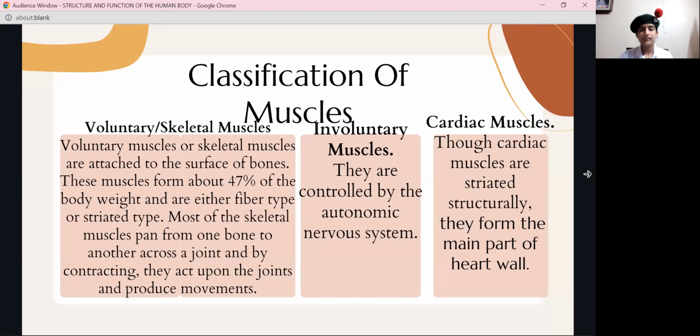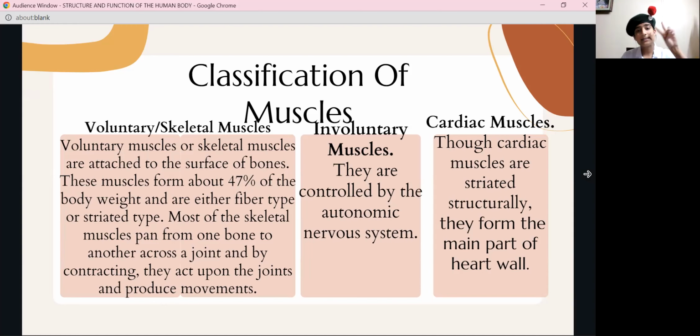Okay. Then is the classification of muscles. Number 1 is voluntary or skeletal muscles, which are attached to the surface of bones. These muscles form about 47% of the body weight and are either fiber type or striated type. Most of the skeletal muscles span from one bone to another, act across a joint, and by contracting, they act upon the joints and produce movements.